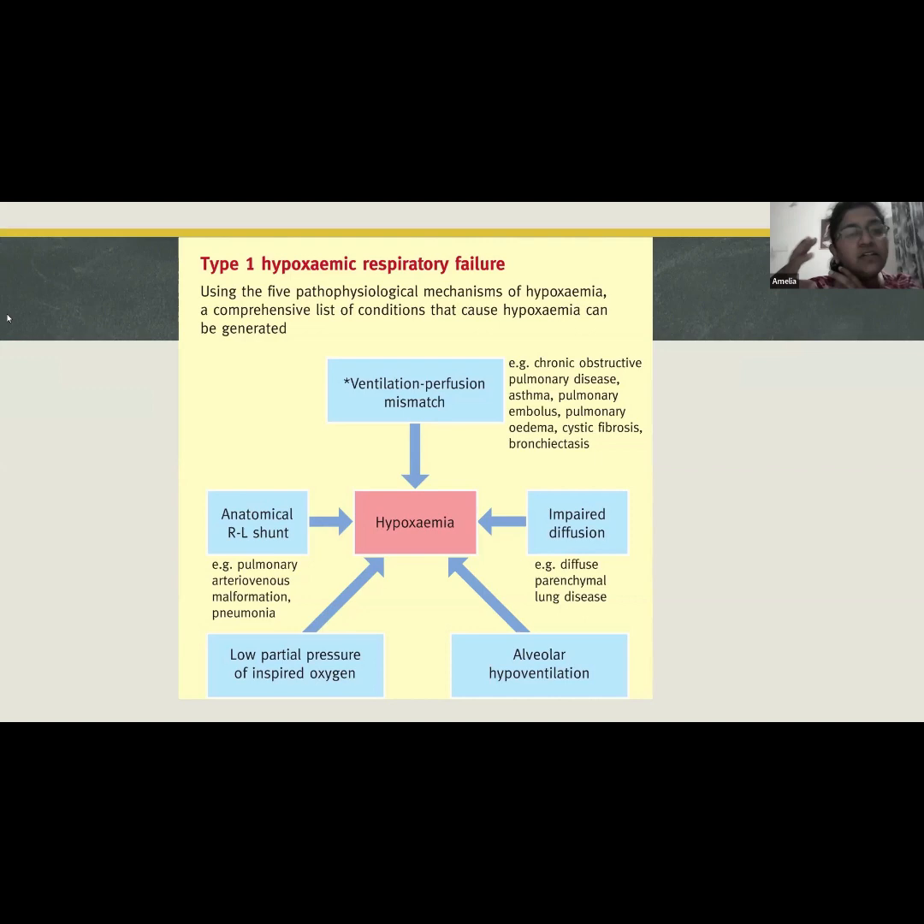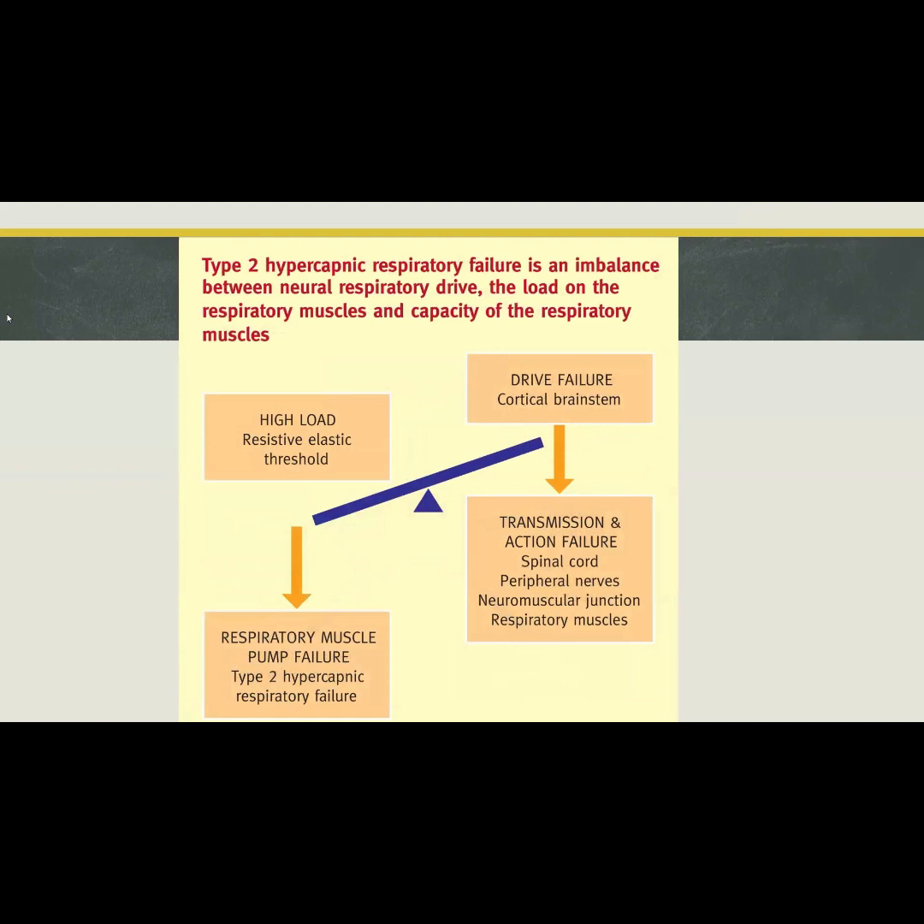So that is type 1 respiratory failure. Type 2 respiratory failure, on the other hand, is where your drive, if you remember that picture, the drive, so the brain isn't telling the chest to breathe. It is not picking up the signals that my pH has dropped, my carbon dioxide is building. And so there is a break in the communication from the cortical stem.